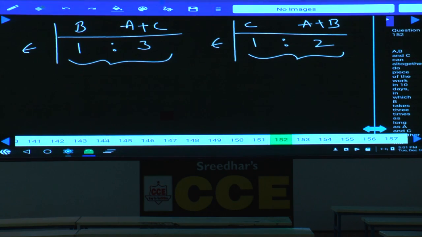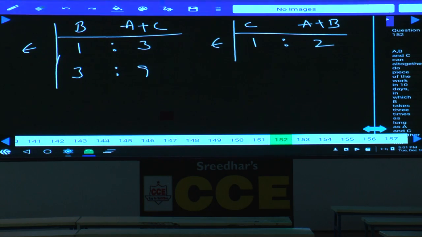But we have both cases with A plus B plus C, so we should take the total number of parts for ABC to be the same. Here we have 4 parts and here we have 3 parts. Multiply the first one by 3, then you get a total of 12 parts. Multiply the second one by 4, then you get a total of 12 parts. Then the first becomes 3:9, and the second becomes 4:8. Total ABC is 12.